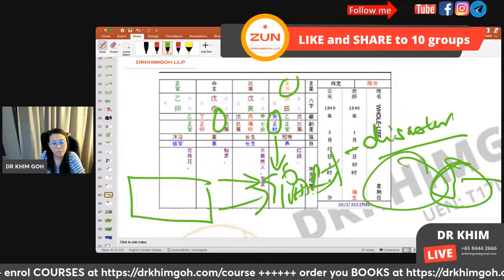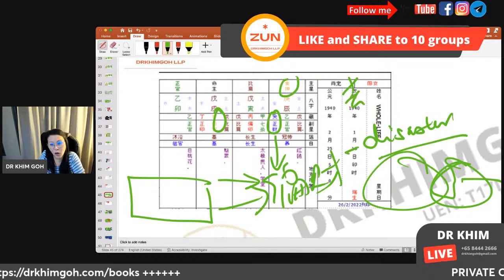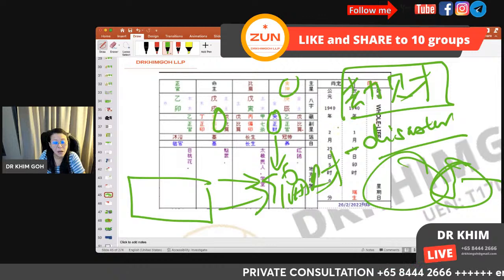So this one doesn't have 劫财. So 劫财 in 大运 comes out, you also have to go and see what is happening there. Sometimes really nothing happens. Sometimes disaster happens because of this. So you have to go and see.